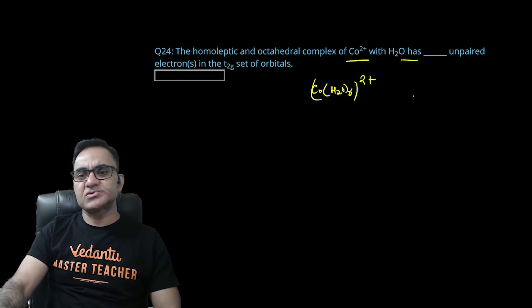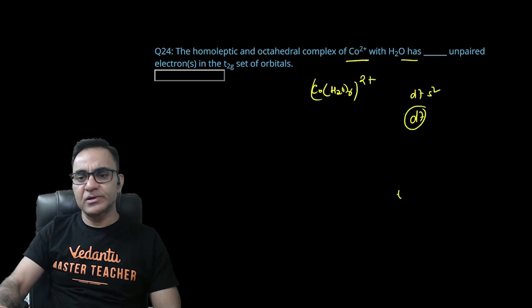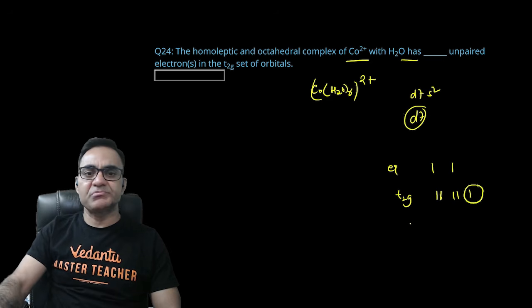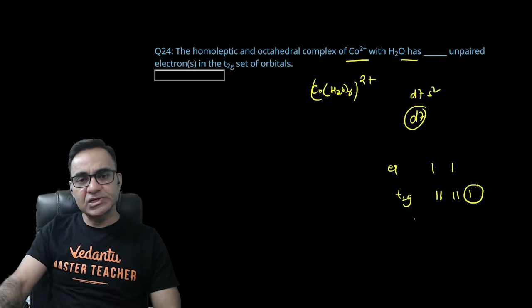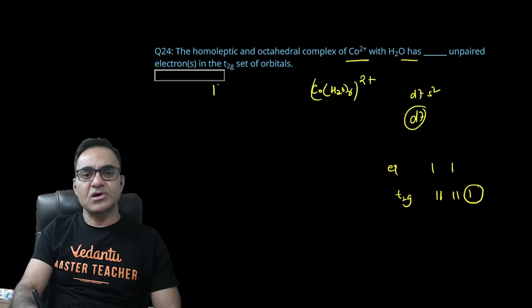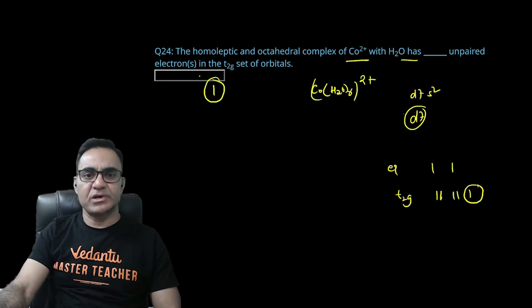कोबाल्ट एक्चुअली 27 होता है, तो 27 में d7 s2 होता है, तो जब 2+ यानी 2 इलेक्ट्रॉन निकाल दोगे तो d7 बचेगा। अब d7 को तुम फिल करोगे तो t2g में इलेक्ट्रॉन्स हो जाएंगे 1 1 एंड 1, देन eg में जाएंगे 1 1, देन हमारे पास 2 इलेक्ट्रॉन और बचे, यहां आके पेयर्ड हो जाएंगे, तो टोटल एक अनपेयर्ड इलेक्ट्रॉन t2g में बच जाएगा। ऑलराइट, so total number of unpaired electron left in t2g set of orbital in this compound is 1. Alright, answer is 1.